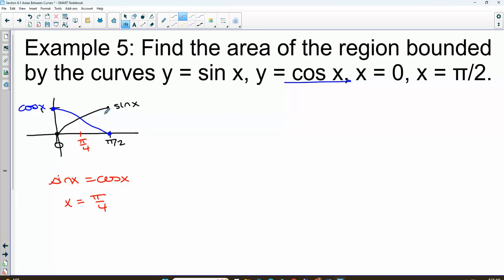Because I would have to set up one on top and one on the bottom, right? And since it flips halfway in between, I wouldn't get the correct answer at the end. So I'm going to have to break this up, just like when we did our absolute values. We have to go from 0 to pi over 4, and then from pi over 4 to pi over 2.